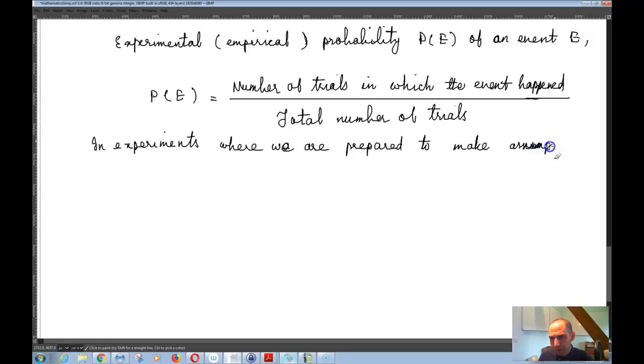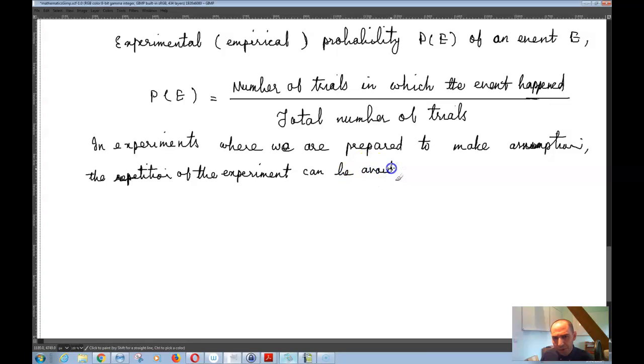That is assumptions. The repetition of an experiment can be avoided, as the assumptions help in directly calculating the exact probability.